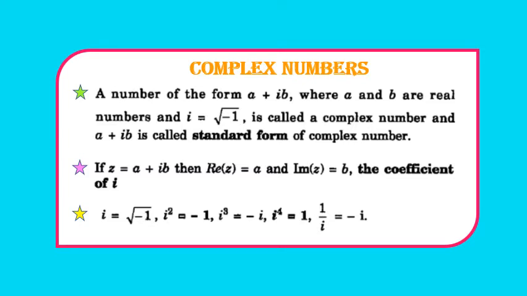Now if z, the complex number, is a plus ib, then a is called the real part of z, written as Re z, and b is called the imaginary part of z, that is Im z. We know that i is equal to under root of minus 1. So i square is what? Squaring both sides, we get i square equals minus 1. So i cube will be equal to minus i, and i power 4 is equal to 1. Similarly we have different powers of i, and 1 upon i is equal to minus i. Remember these points, these will be useful when you solve the sums. So pause and note down these important points.